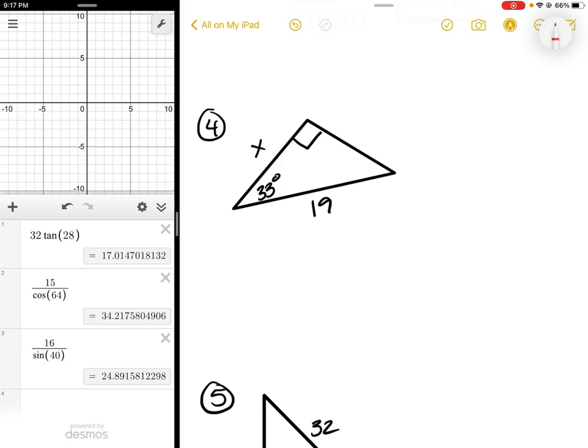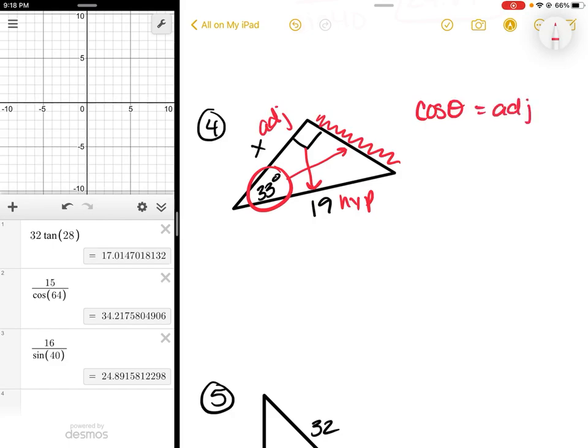Here we go. Hypotenuse. It's got somebody, so we're going to label it. Circle your angle. Next, after we circle our angle, we're going to see if we have an opposite. We do not have an opposite, so we squiggle it out. But we do have an adjacent. Hypotenuse and adjacent is cosine. Your angle is theta, which is 33. Adjacent is x, hypotenuse is 19.